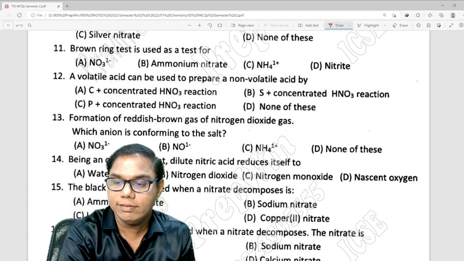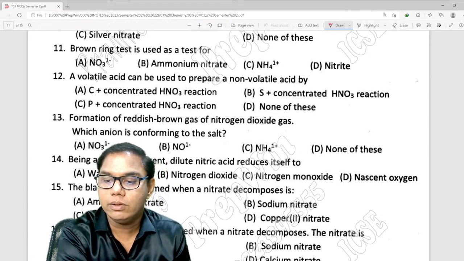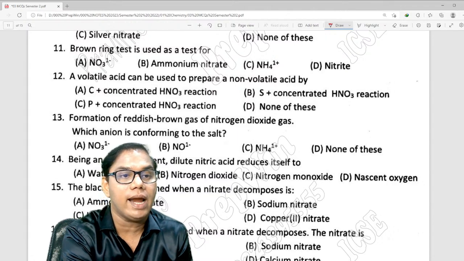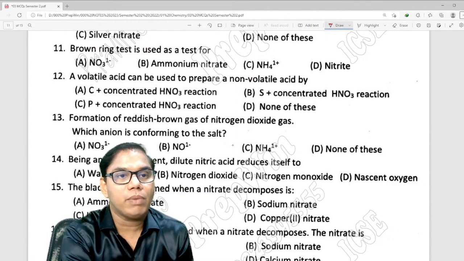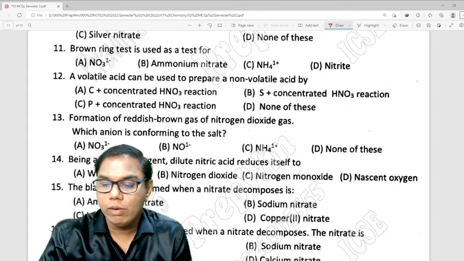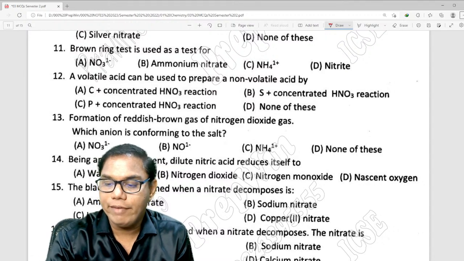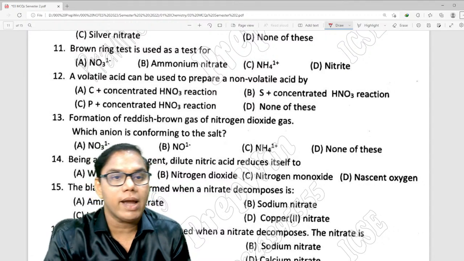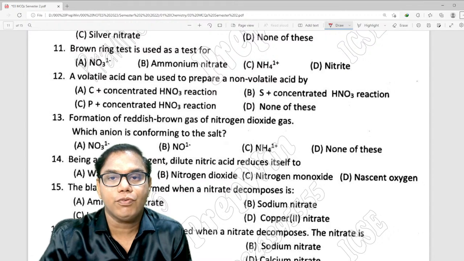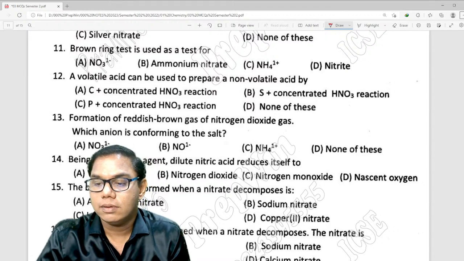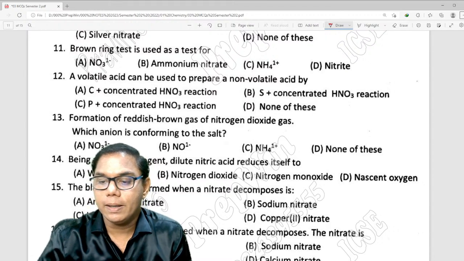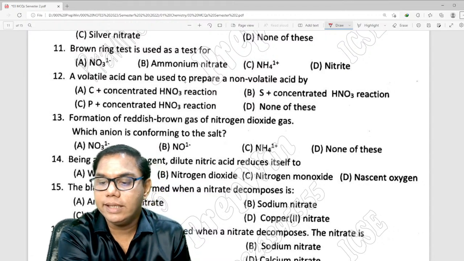Okay, don't leave this as an option. Right? Brown ring test is used to test what? Okay, NO3 1 minus. 11th wala: NO3 1 minus, aluminium nitrate, NH4, nitrite, what, which is the correct option?